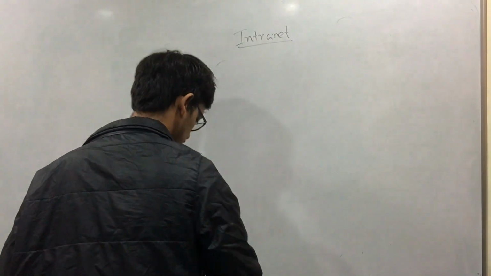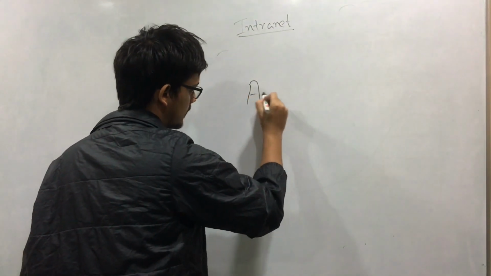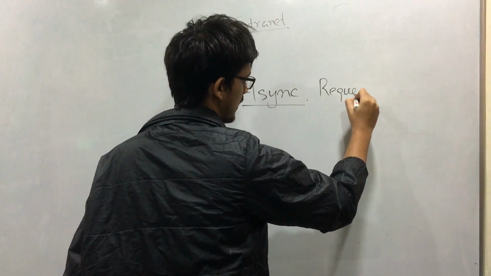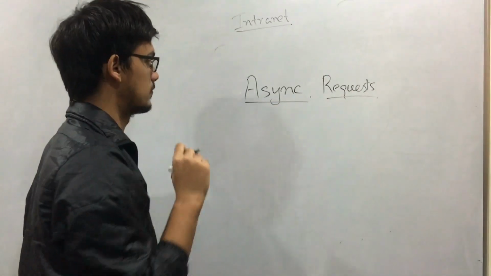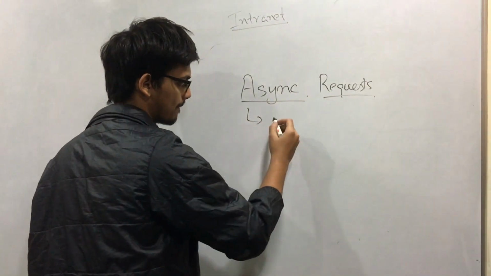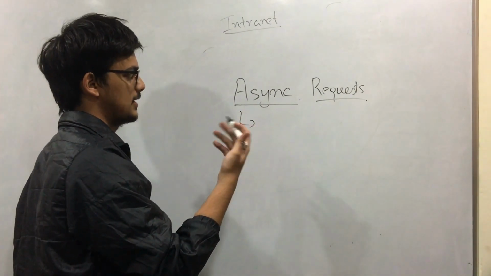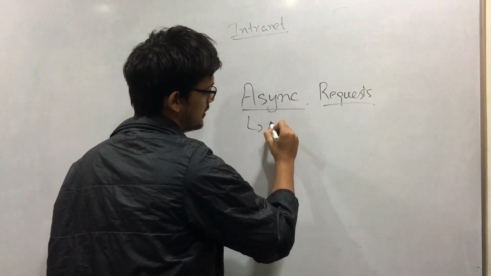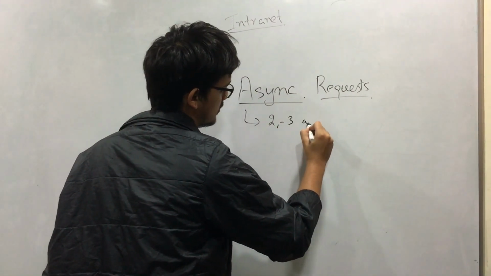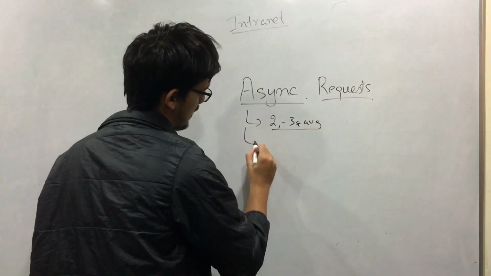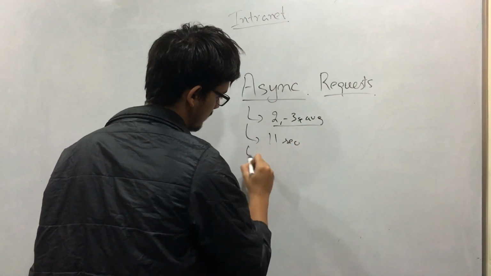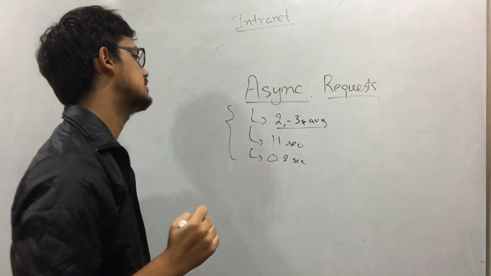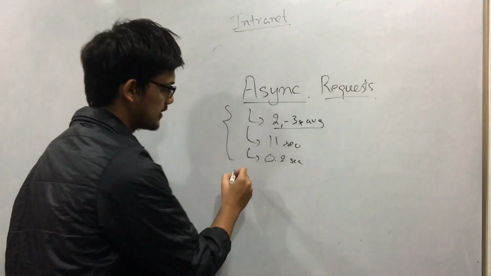Now, as we know what asynchronous is, let's further dive into what asynchronous requests are, as they are very important from the testing point of view, because these requests return at an unpredictable rate. There is no particular time in which they'll return the result. Let's say it returns an average response time of 2 to 3 seconds. It can also go to 11 seconds, or it can be blazingly fast in 200 milliseconds. So as you can see, the asynchronous requests are unpredictable, but they always result in the same output.